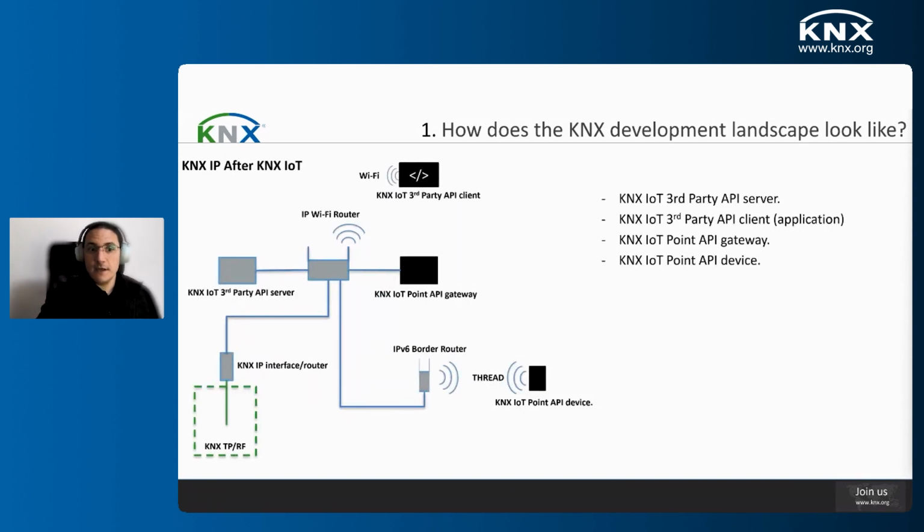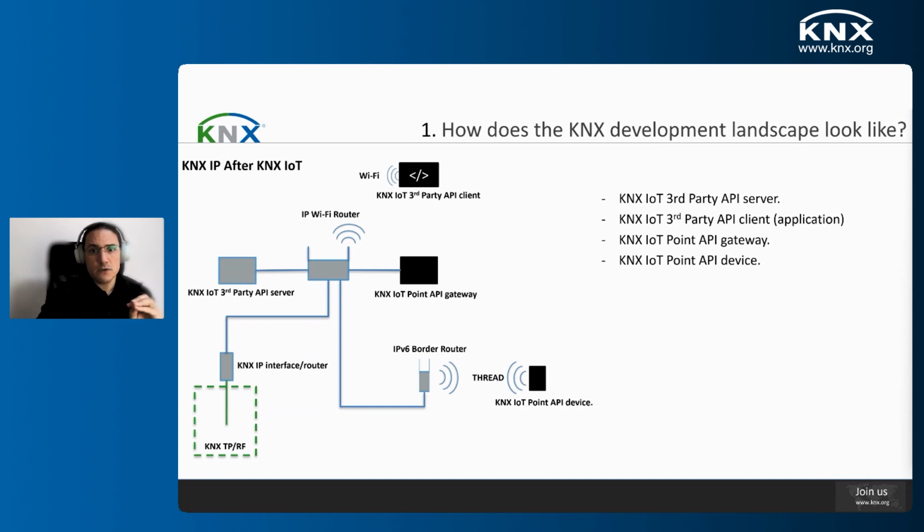And here we are with KNX IoT. Let me summarize this new part of the development landscape. The KNX IoT third-party API server, whose main highlight is the standardized API approach. Before KNX IoT, servers that had connectivity with KNX installation offered proprietary solutions to build software clients, hence locking the software developer with one specific brand.